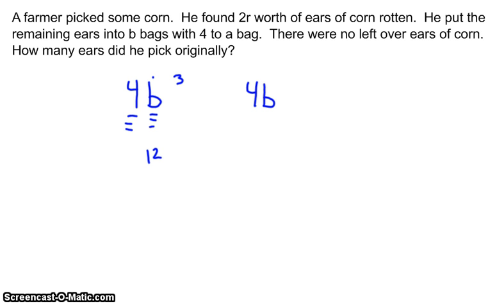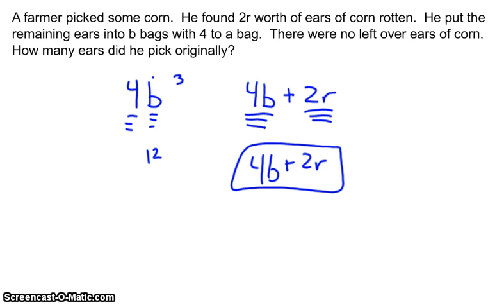Well, at the beginning, I know that I lost 2r. I threw them away. So for my original number, I also picked 2r worth of ears of corn. This tells me how many I kept, and this tells me how many I threw away. Together, 4b plus 2r is how many the farmer picked total.